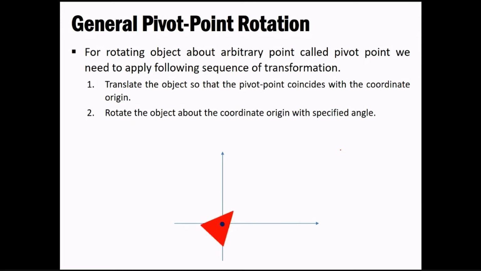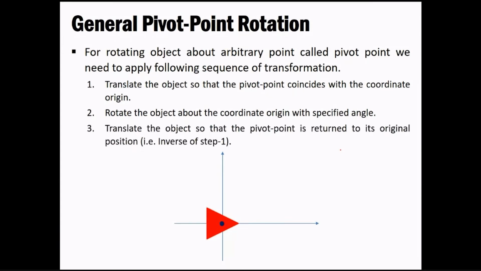Okay, once you do this thing, as you can see in the example, what it says is then translate the object. So you have to take it back to the original thing that was given to you in the question, and then translate the object so that the pivot point is returned to its original position.